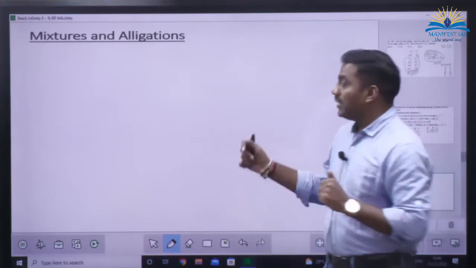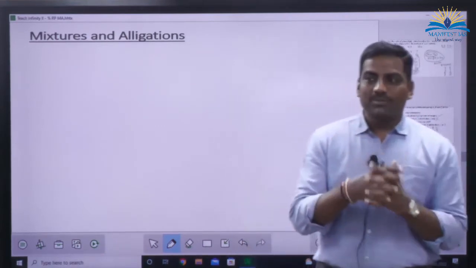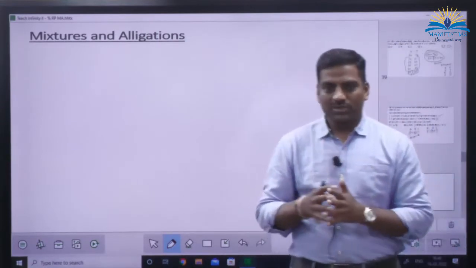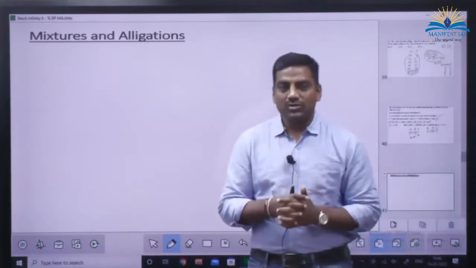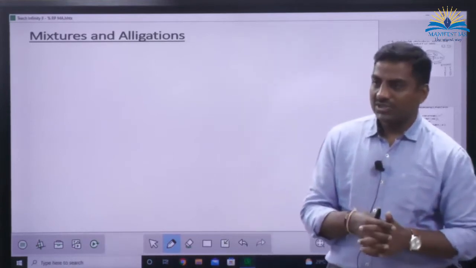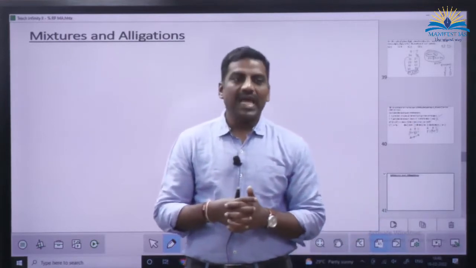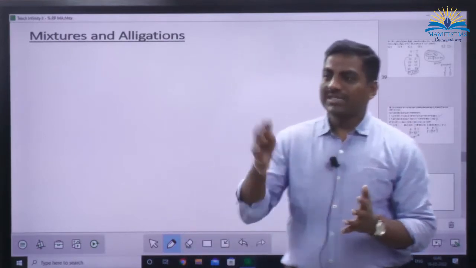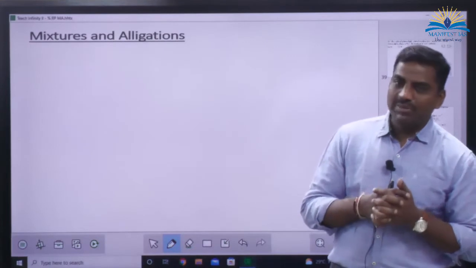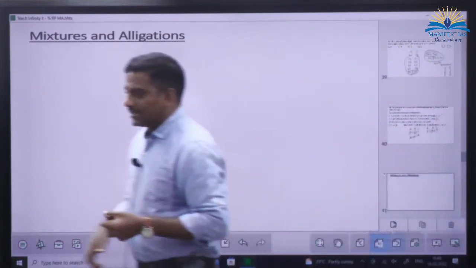Okay, fine. Coming to mixtures and allegations. Again, this is the applied chapter of ratio and proportion. So most of the cases, we use this ratio and proportion as the basic of mixtures and allegations. Mixtures means what? When you are adding one substance to another, it is a mixture.